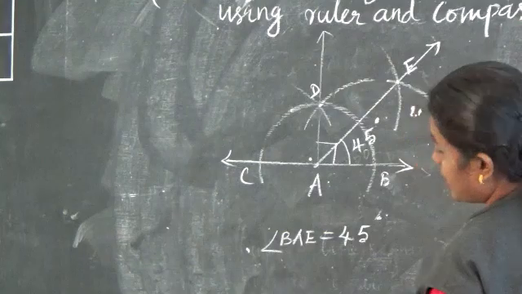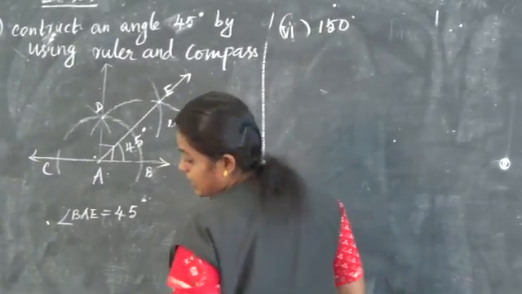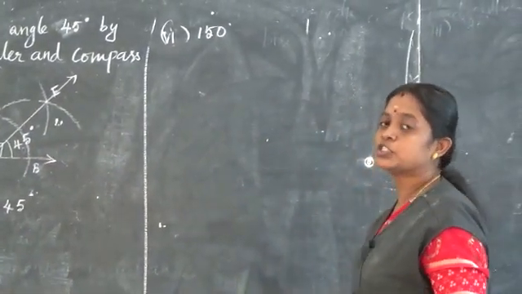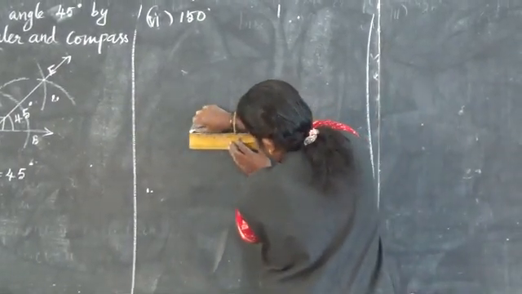Sixth one is 150 degree. How to draw? Here also I am not using any protractor. Just you draw the line.